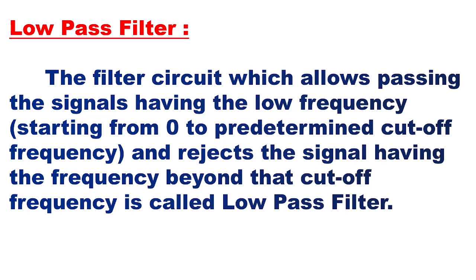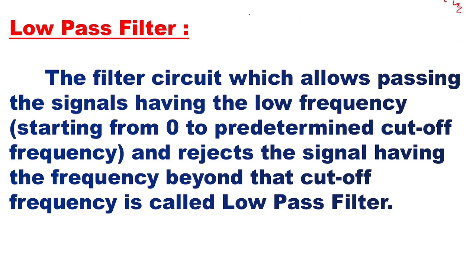Okay. Now here if you see the definition for it, the filter circuit which allows passing of the signals having the low frequencies starting from 0 to a predetermined cutoff frequency and rejects the signal having the frequency beyond that cutoff frequency is called as low pass filter. That means if you see the curve or the graph or the frequency response, if you see the ideal frequency response of low pass filter, then you can show it in this way.